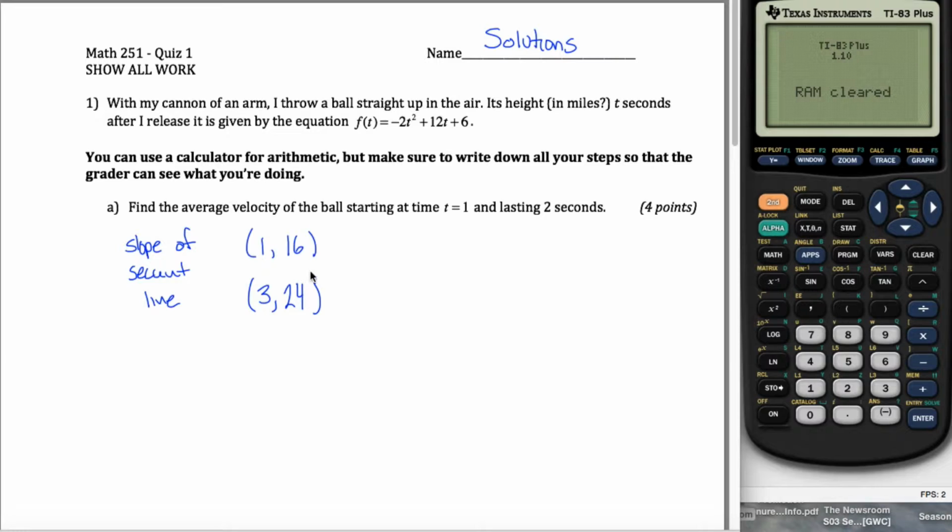So really, all I'm asked in this first problem is find the slope of the line that passes through these 2 points. And you can do that. The slope formula tells you it's the difference in the y-coordinates, so 24 minus 16, divided by the difference in the x-coordinates, 3 minus 1. So in other words, I get that my slope is just equal to 4. So the average velocity is 4. I don't care about units, so we'll just call it 4, call that good, and move on.